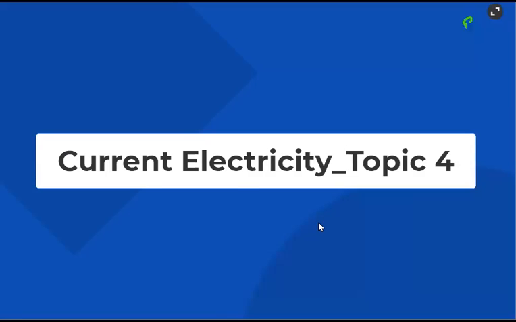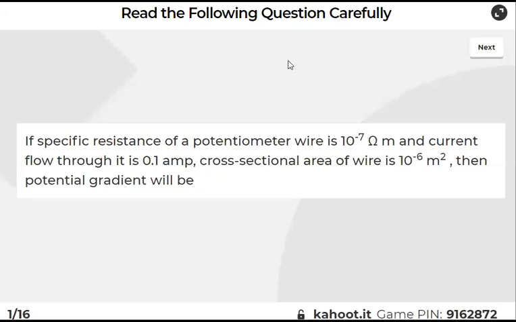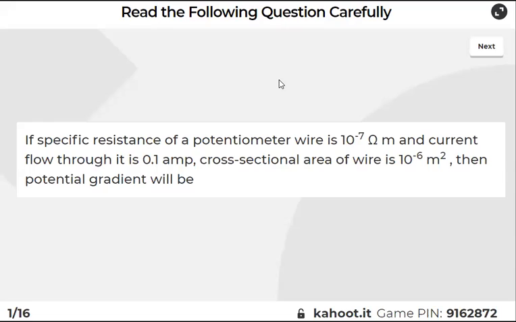So in last class, if you remember, we studied about devices, galvanometer, ammeter, voltmeter, right? This is the revision plus question based on devices. The first question is this one. Write it down. Everyone, write it down.